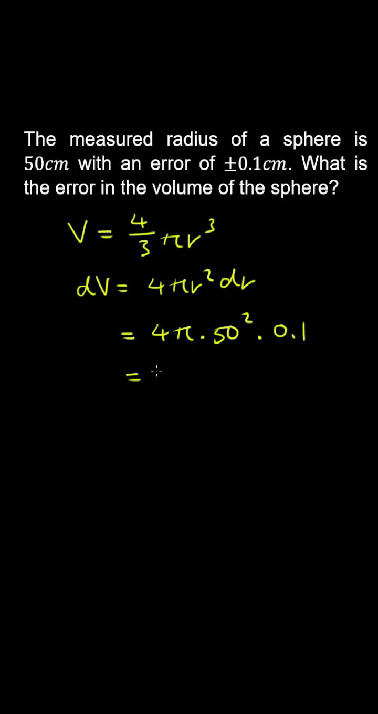And multiplying this out, we get 3,141.6 centimeters cubed. And I'll leave it for you to calculate the actual volume of this sphere using this radius, and you'll see that this error is very small compared to the actual volume of the sphere.